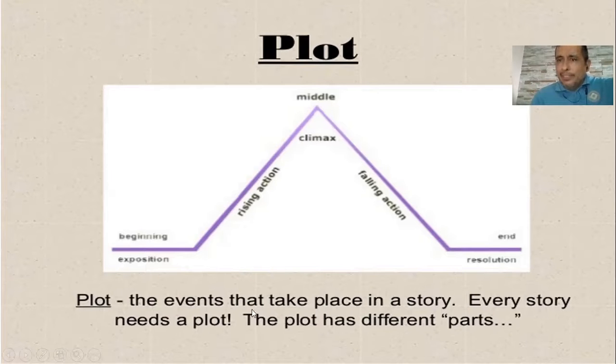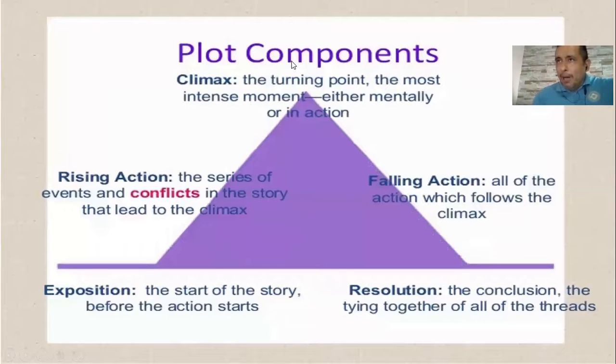The plot is the events that take place in a story. Every story needs a plot. The plot has different parts. Let's see how many parts there are and what their function is in the story. On the plot components, we have the climax. But first, let's read the exposition. The author will be introducing or exposing the story at the beginning, the start of the story, before the action starts. This is previous to the action.